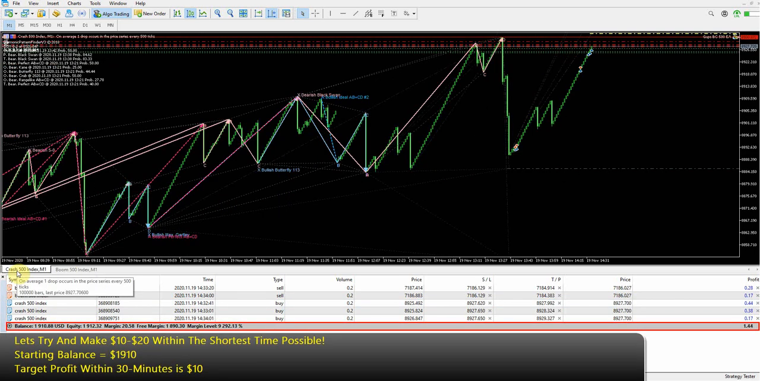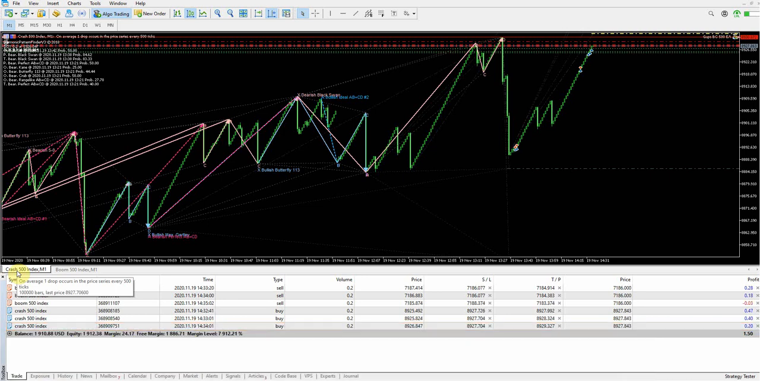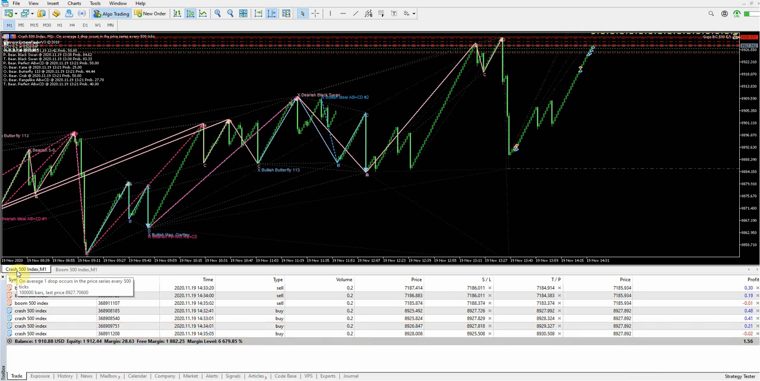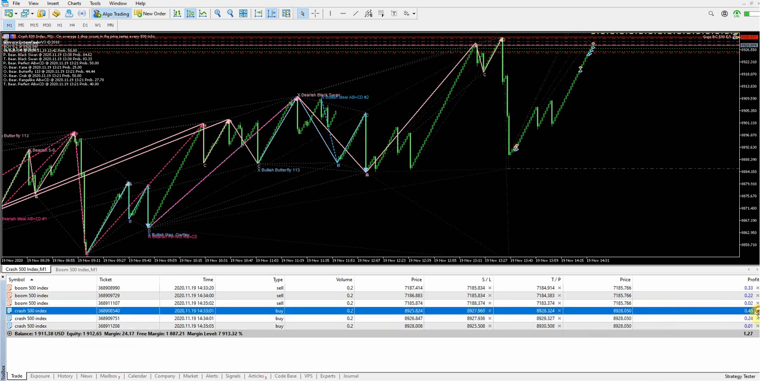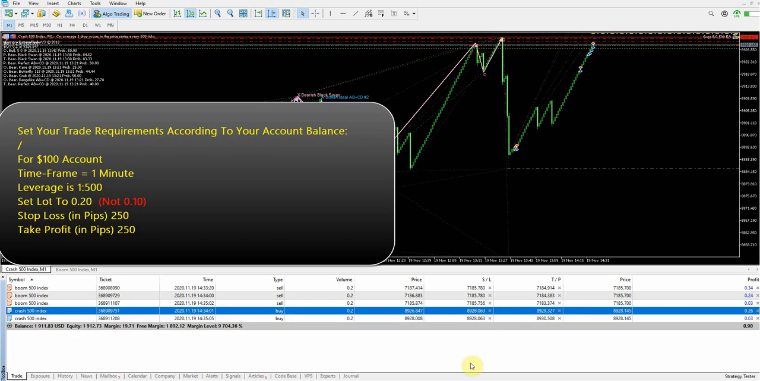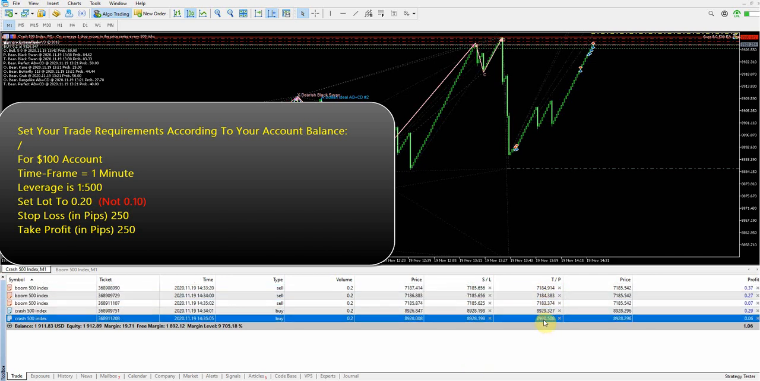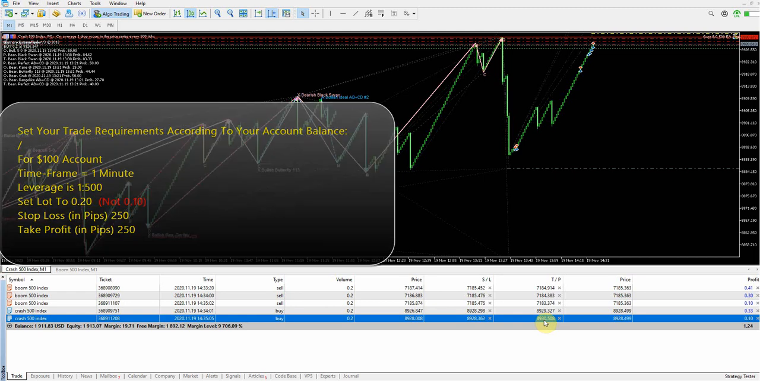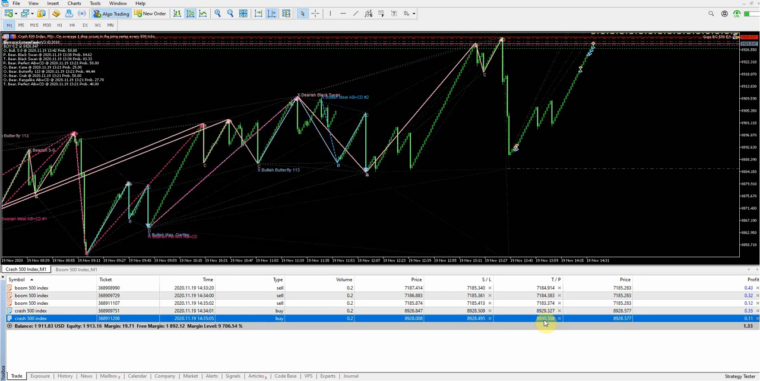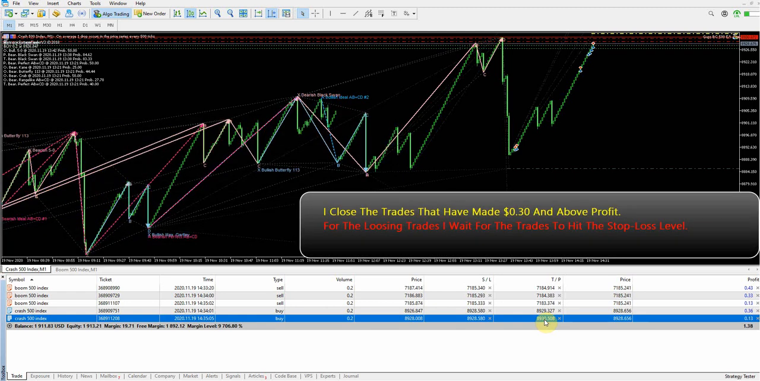Our starting balance is $1,910. The goal is to try and close as much trades as possible in profit before the spike catches up with you. The expert advisor can support an account of $100. Use 0.1 lot. Leverage should be 1:500. You can always manually close the trades that are in profit and also close the trades that are in loss to prevent further losses from occurring. Watch and see how fast I close the trades and am able to scoop some $10 within a few minutes.